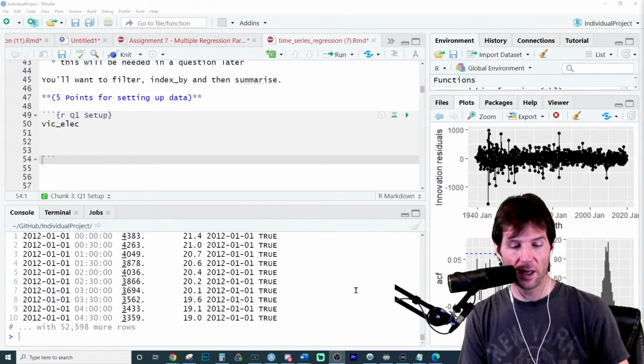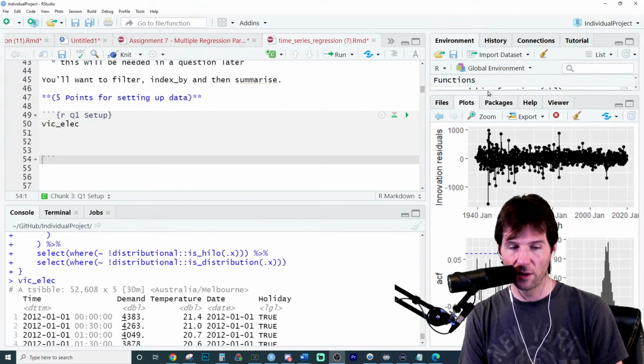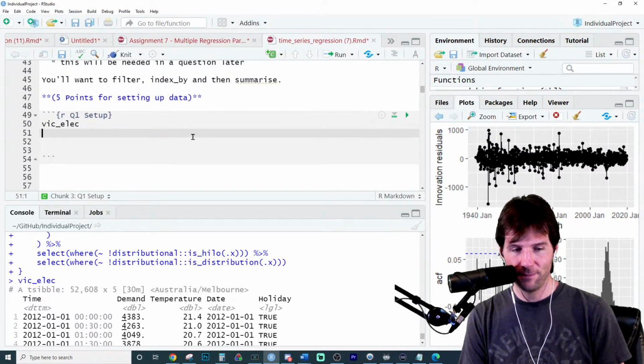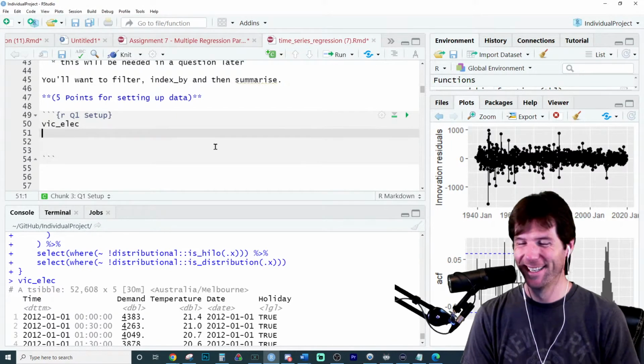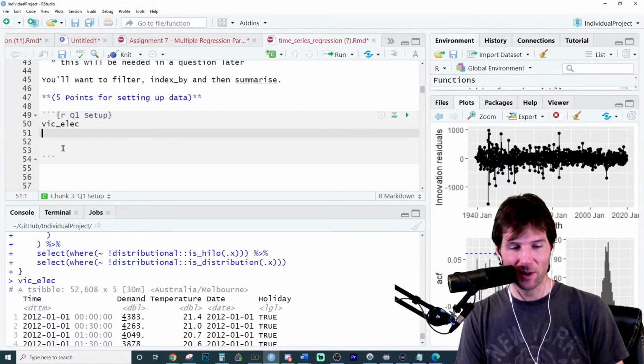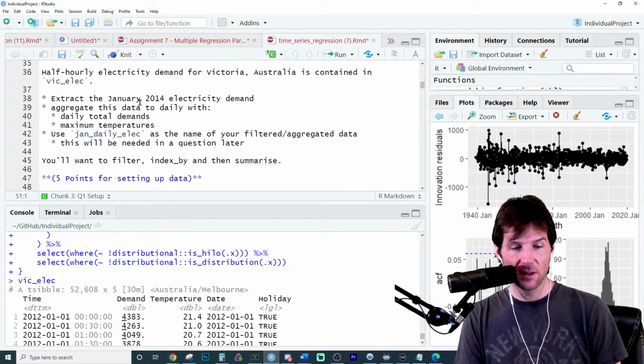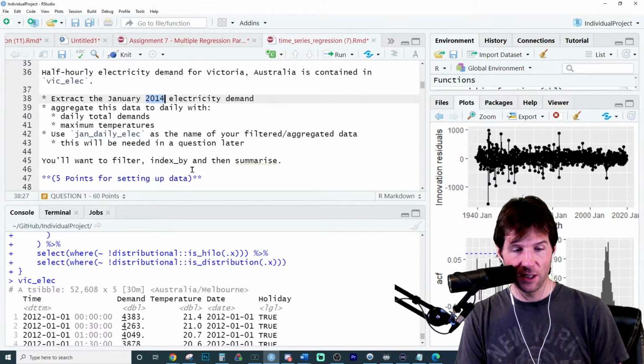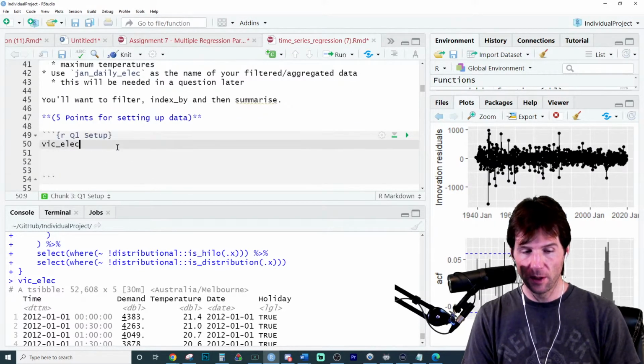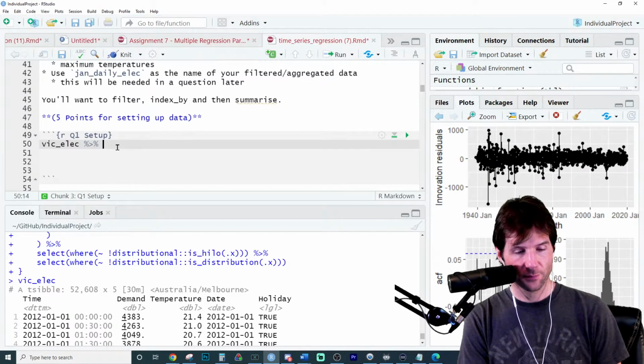And you can just see all the data right here for everything. If you go and look further, you can just look at more data and the date right there. So this is starting in 2012. So the first thing it says is extract the 2014 data, extract only January 2014. So we need to go ahead and do filter.